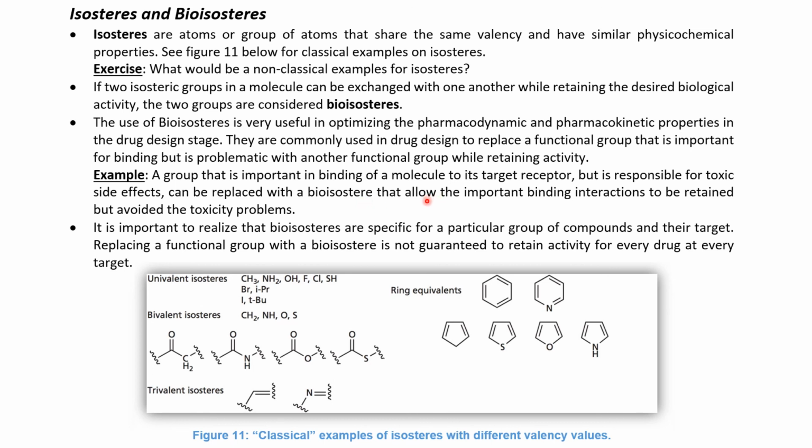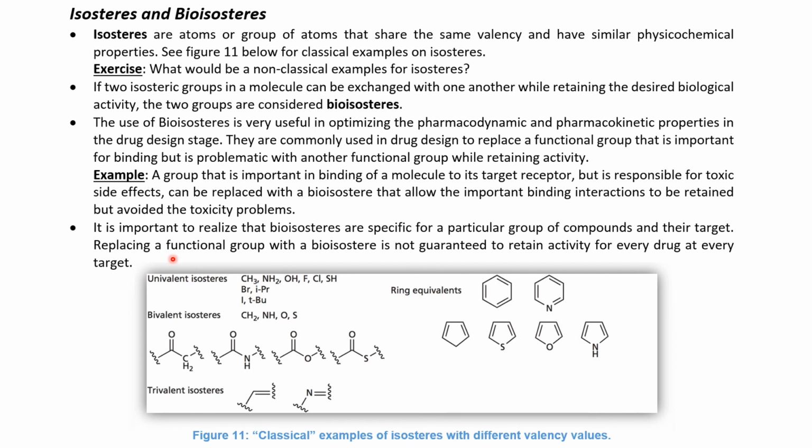Okay, and this is a very important concept that is used to optimize the pharmacodynamic and pharmacokinetic properties. I hope you still remember the difference between these two properties, and it's used a lot in drug design. It is also important that the concept of bioisosteres is specific to a particular group of compounds or drugs. In other words, two functional groups that are isosteres might be bioisosteres for one class of drugs, like maybe the antihypertensive drugs, okay, or the beta blocker drugs. But the same groups, isosteres, might not be bioisosteres for another class of drugs, like maybe the antihistamines.